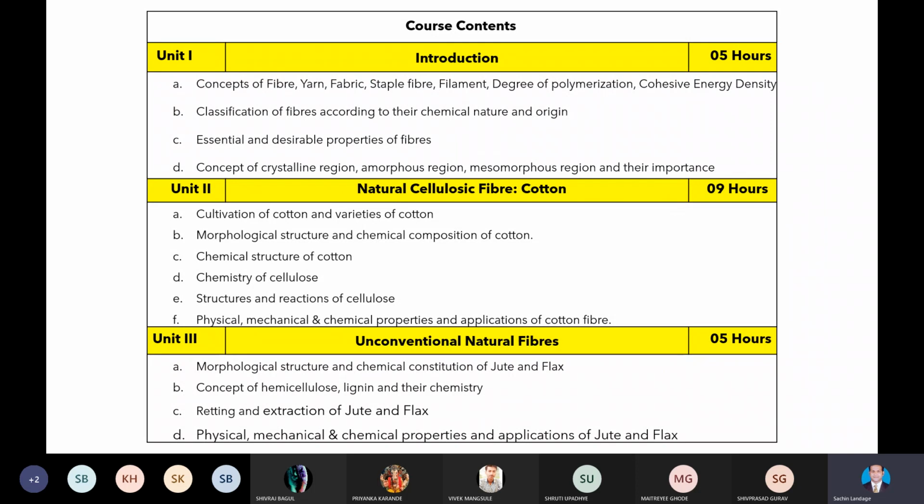Then we are going to study the classification of fibers according to their chemical nature and origin. Now, based on the classification only, there are so many practicals.